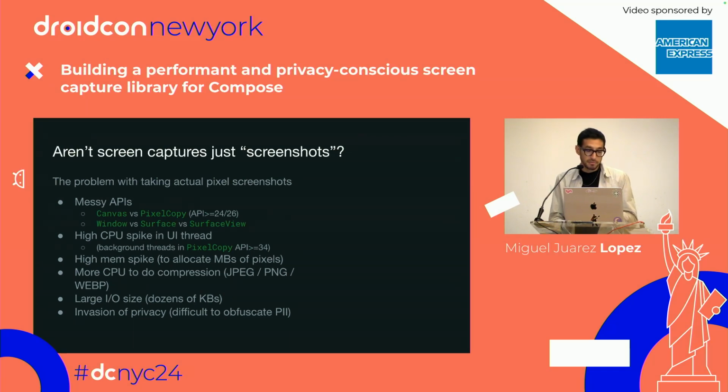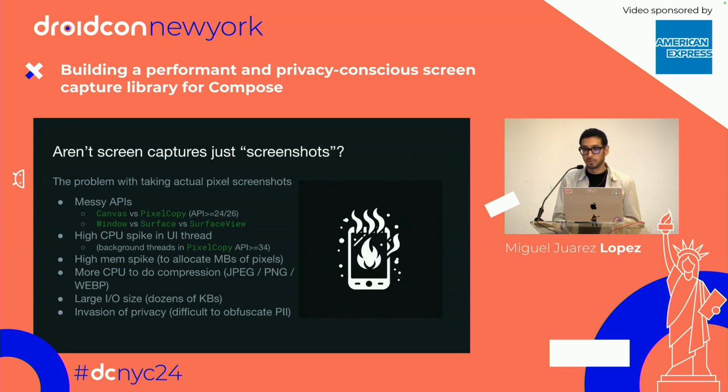And then by default, you're invading someone's privacy, right? Then you have to create another system to remove a lot of the pixels that you just captured and obfuscate PII, personally identifiable information. So yeah, this is what your phone looks like. And they still need to run an app, right? You still have a business to run, and then you're taking so many resources just taking a screenshot.